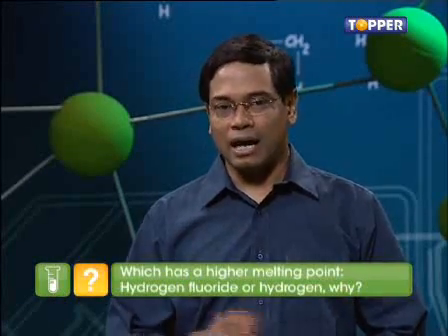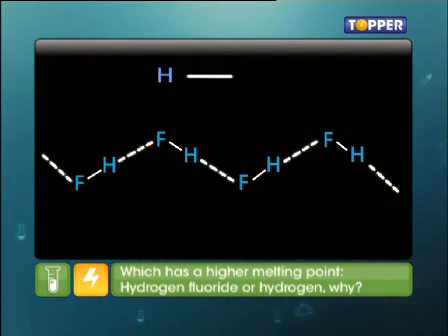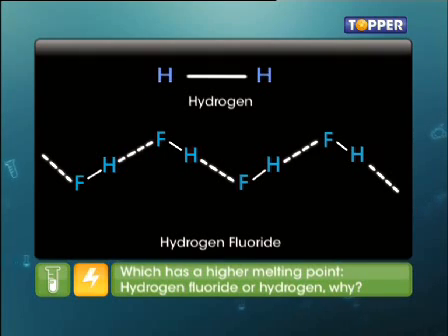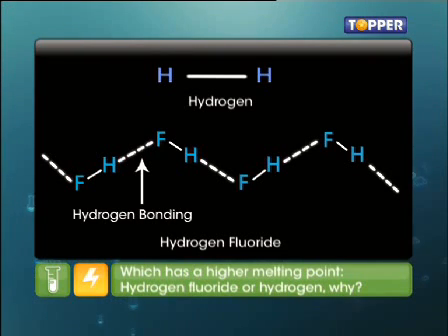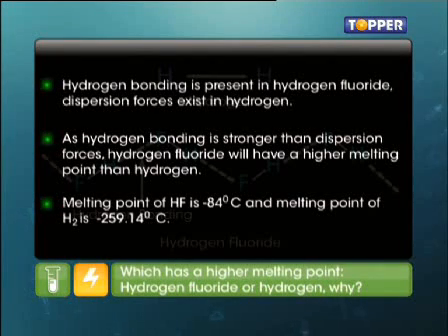Now, on the basis of this key learning, you can easily tell me which has a higher melting point, hydrogen fluoride or hydrogen, and why. To answer this, first look at the types of intermolecular forces acting on the molecules of both the substances. While hydrogen bonding is present in hydrogen fluoride, dispersion forces exist in hydrogen. And as you know, hydrogen bonding is stronger than dispersion forces, therefore hydrogen fluoride will have a higher melting point than hydrogen.